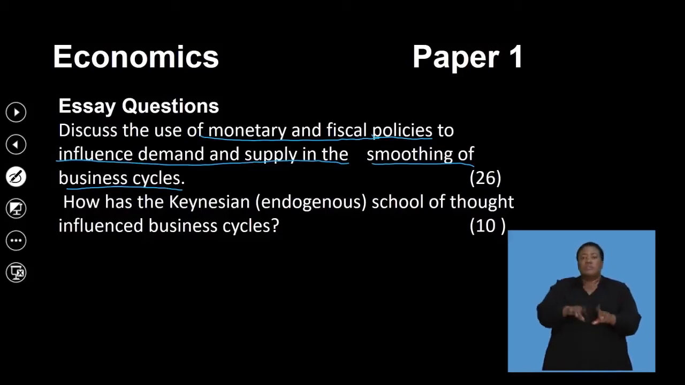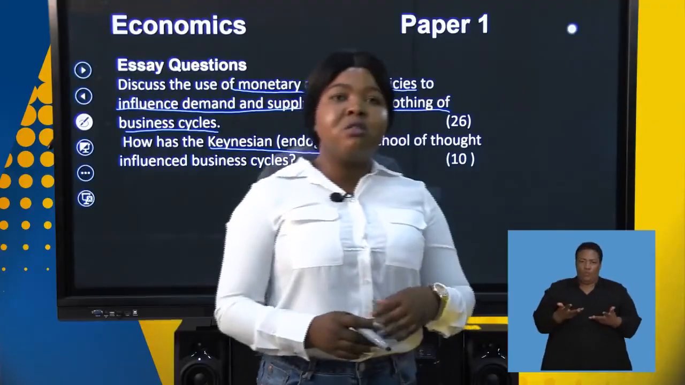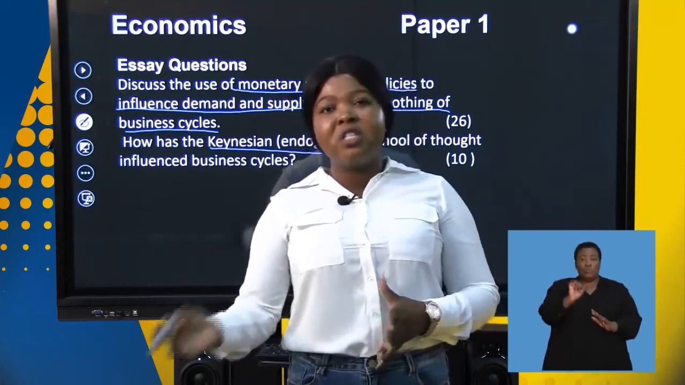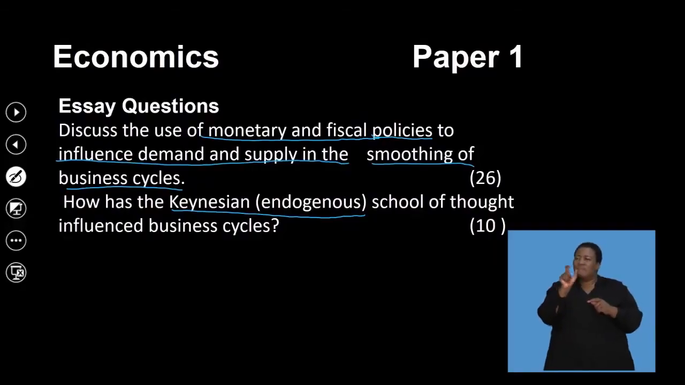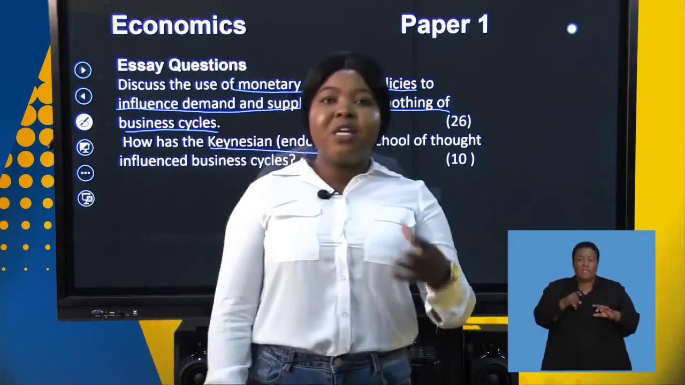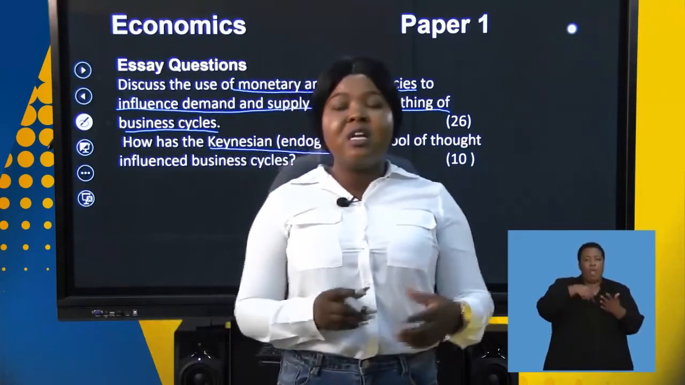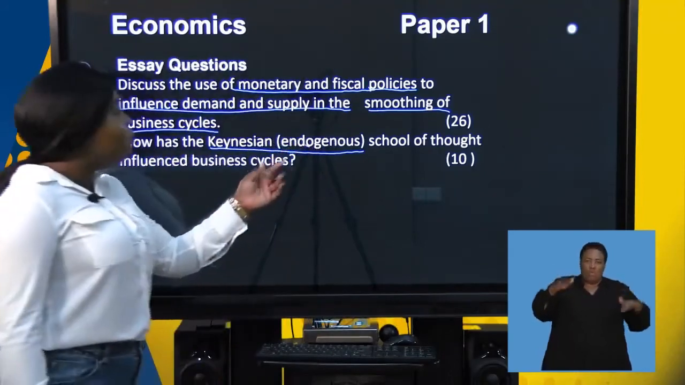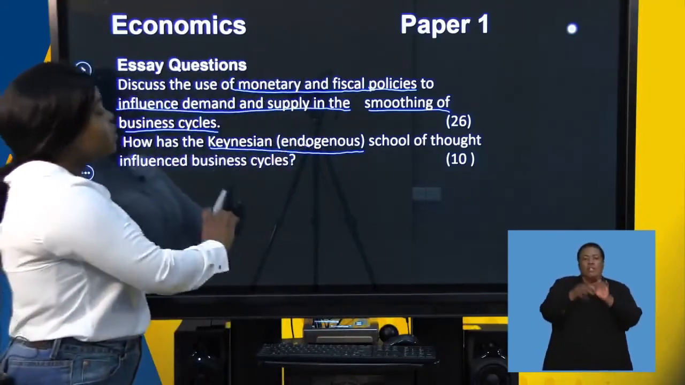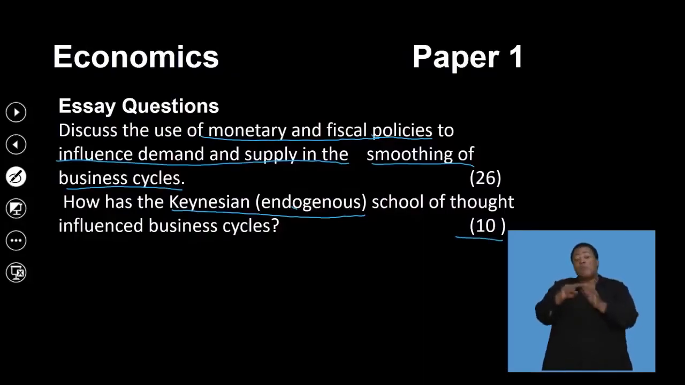Then typically the B part of your essay for 10 marks would be something like: how has the Keynesian (endogenous) school of thought influenced business cycles? You need to demonstrate your knowledge of what the endogenous school of thought is, so you need to have an in-depth discussion on the use of the Keynesian model. Remember what the Keynesians argue: our economy is inherently unstable. When they say inherently unstable, it means it is in the nature of the economy to be unstable. As such, we need monetary and fiscal policy to fine-tune the economy. So you need to explain and demonstrate your understanding of Keynesian theory for 10 marks.